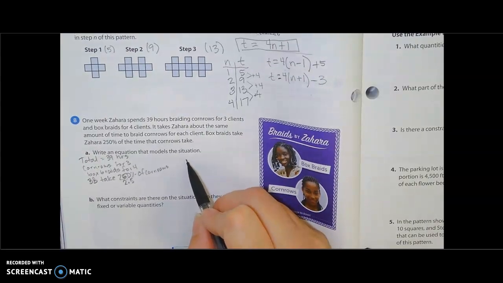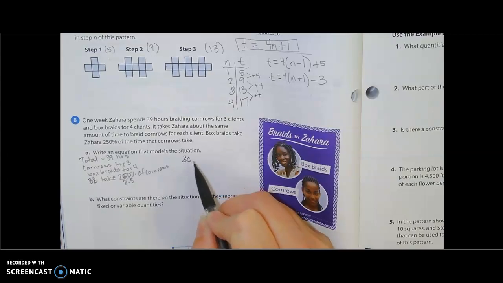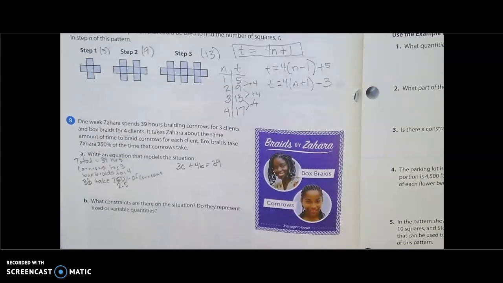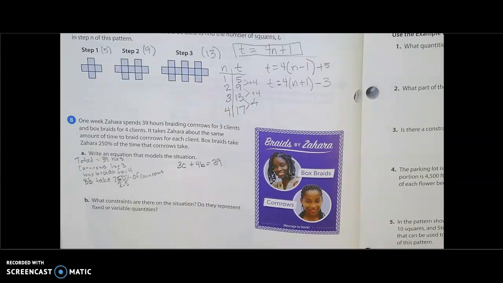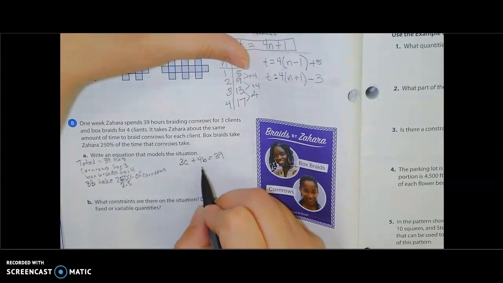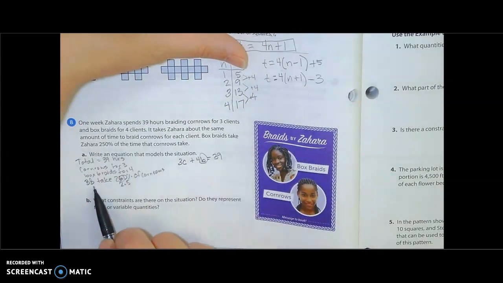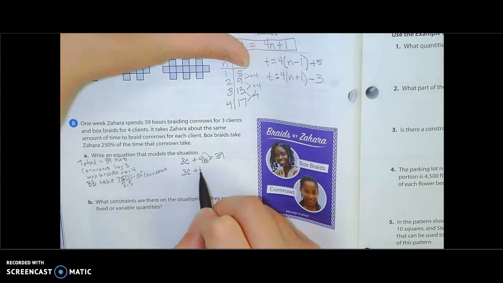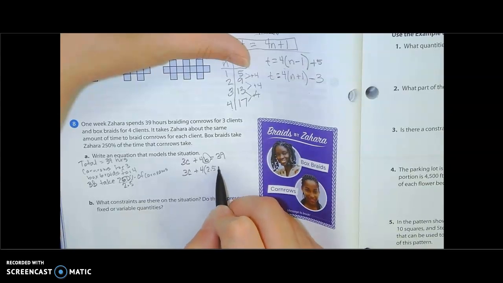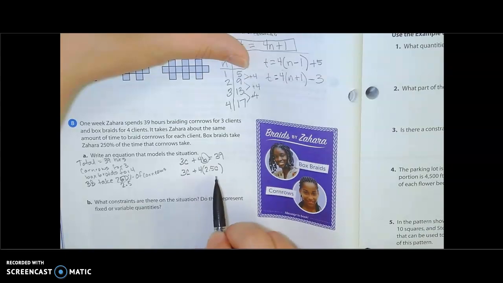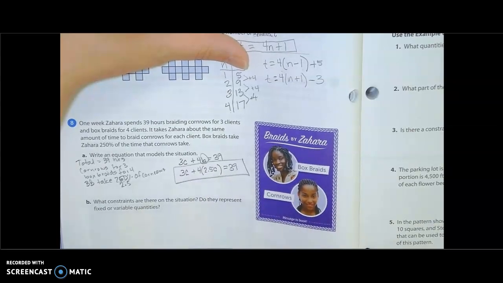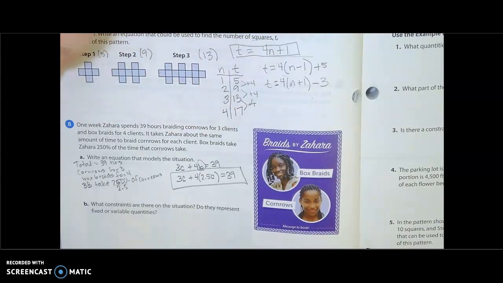What we talked about in class was we said, okay, well, we know 3 cornrows plus 4 box braids is going to equal 39 hours. And we all got there and we were like, yes, that makes sense. And then we were trying to do it in just terms of C. So to do it in just terms of C, I've got to change my B in terms of C. But I know that B is 2.5 more than C. So I'm going to keep my 3C. That didn't change. But I'm going to take 4 times 2.5 times C. Because whatever it takes for cornrows, it's going to take 2.5 times longer. And then that would equal our 39. So then that was the equation we found out, just so we use one variable.